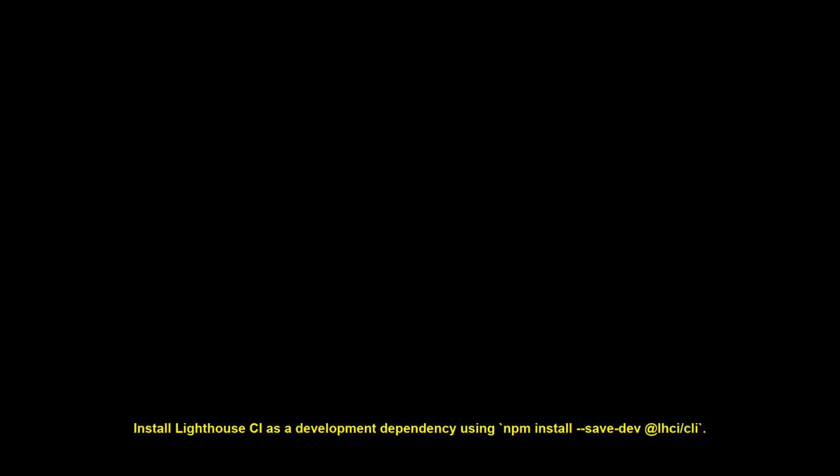Install Lighthouse CI as a development dependency using npm install --save-dev @lhci/cli. Create a configuration file for Lighthouse CI by running npx lhci wizard. This command will guide you through setting up the configuration. Choose the options that fit your project needs, such as the base URL to test.